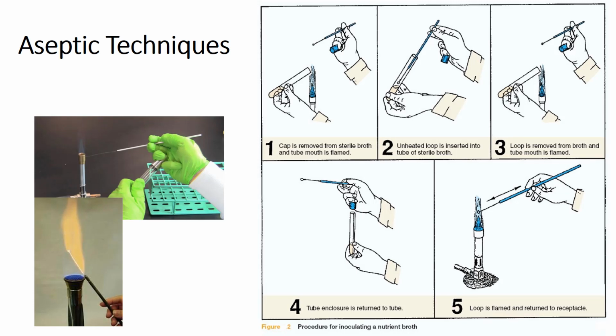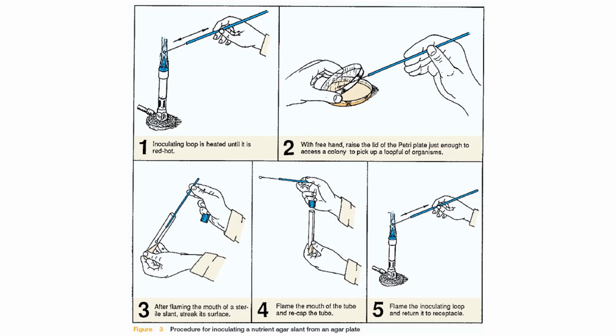Just to remind you, what you've been practicing in the lab are aseptic techniques. Here's a lab technician flaming a loop before placing it either into a broth culture or transferring that broth culture to a solid media. And either way, before and after using these loops, you want to flame sterilize them. Again, aseptic techniques help prevent contamination of those microbes.